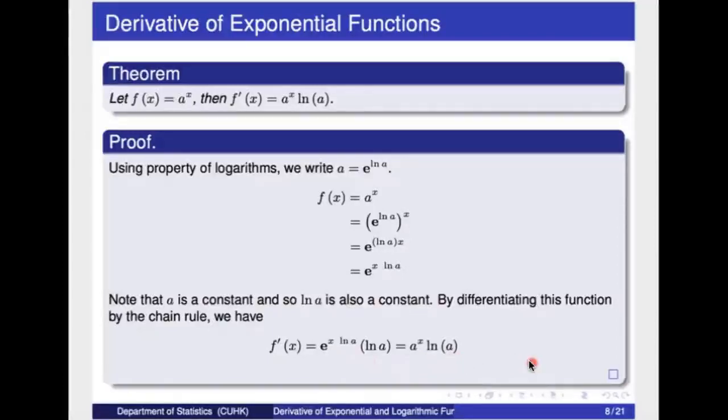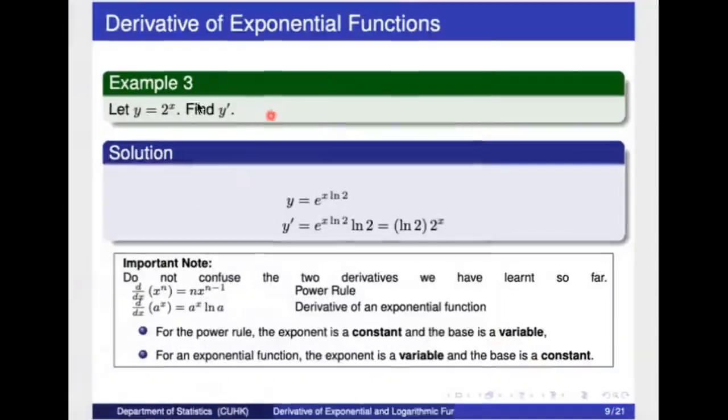Let's look at an example. Let y equals 2 to the power of x, find y prime. The solution is as follows: y equals e to the power of x times ln 2, so y prime equals e to the power of x times ln 2 times ln 2 equals ln 2 times 2 to the power of x.